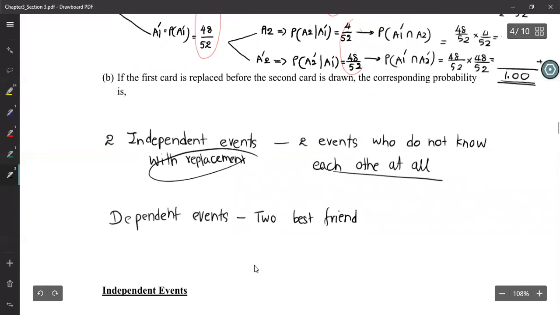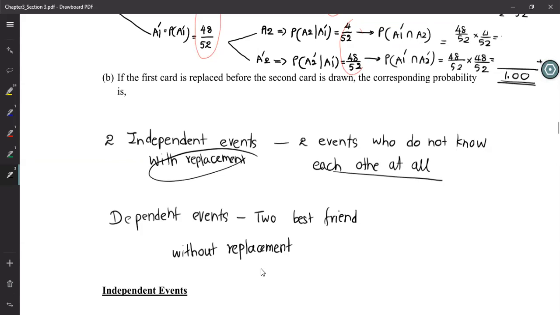On the other hand, dependent events are without replacement. Why? Whatever happened in the first pick will straight away affect the second pick. So the second pick depends on the first pick. Okay, the probability of the second pick depends on the outcome of the first pick. So they are dependent events, right? So the without replacements are dependent events. Okay. Now you understand the concept about independent events.